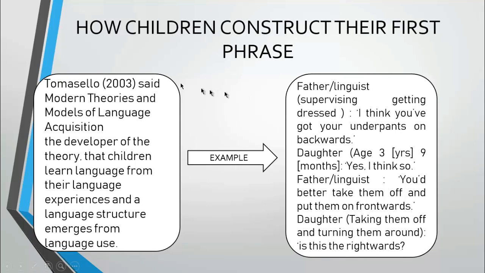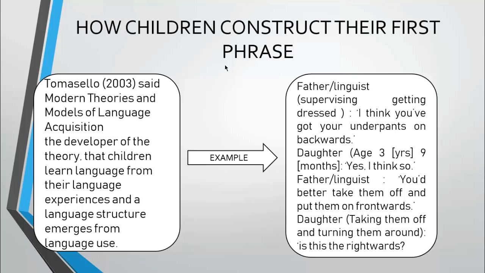And the next is on how children construct their first phrase. Now I will explain how children construct their first phrase in a sentence. Tomasello, 2003, said that in modern theories and models of language acquisition, children learn language from their language experiences, and language structure emerges from language use.